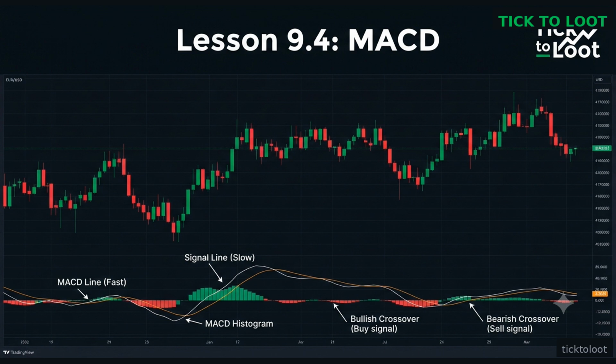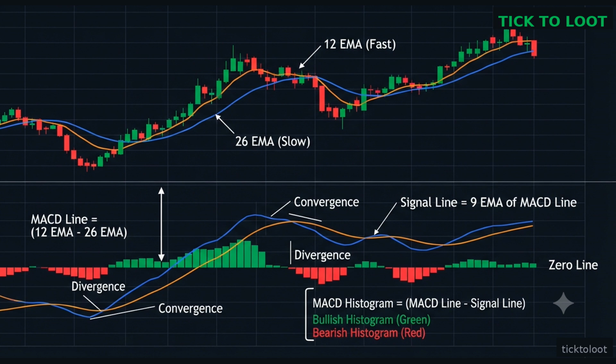Let's get into it. The MACD, or Moving Average Convergence Divergence, is a popular technical indicator used to show the relationship between two exponential moving averages. Think of it like a speedometer for your trading, helping you gauge the momentum of a trend. The MACD has three main components: the MACD line, the signal line, and the histogram.